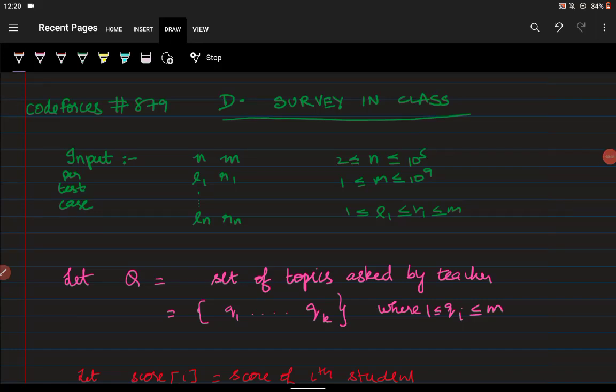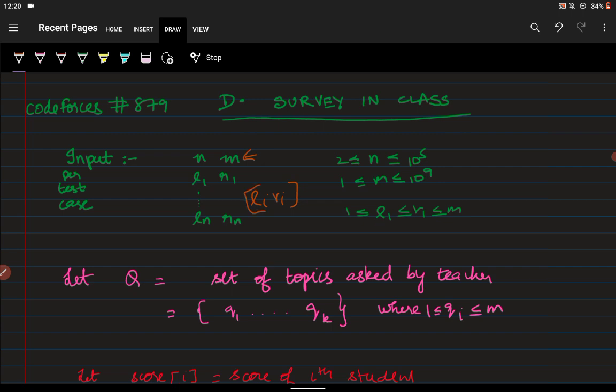Problem D. Survey in class. There are n students in the class and m topics that the teacher has asked to read about. Each student has read a continuous range of topics, namely Li to Ri.